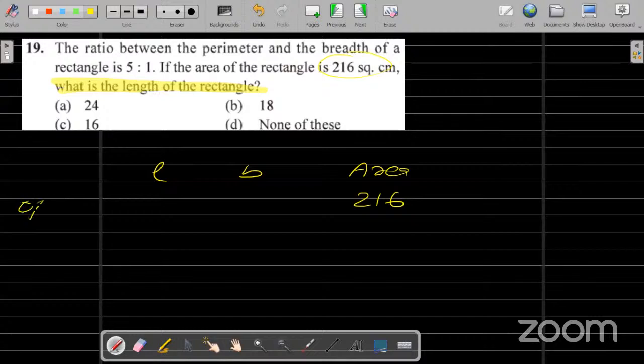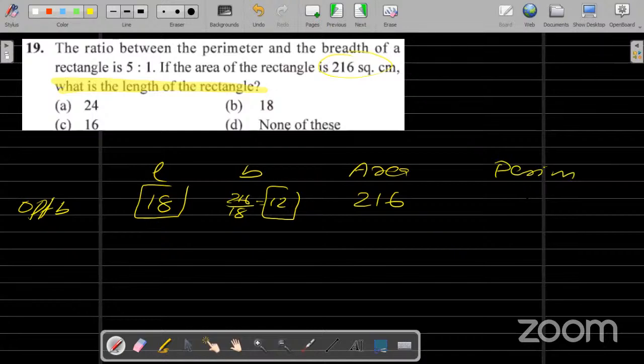I'm taking option B. What is option B? 18. Length is 18, breadth x, 18 into x will be 216. So breadth will be 216 by 18, that is equal to 12. If the length is 18, breadth will be 12. Then we should think of this. Length 18 and breadth 12. What is the perimeter? 18 plus 12, 30, into 2, 60.